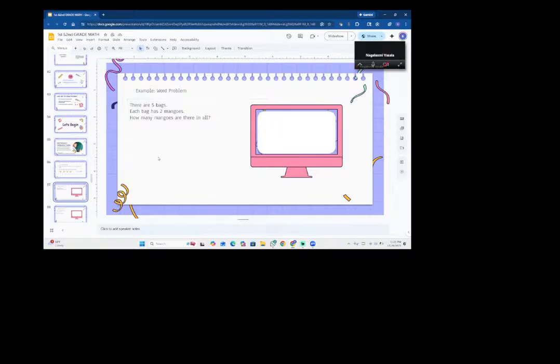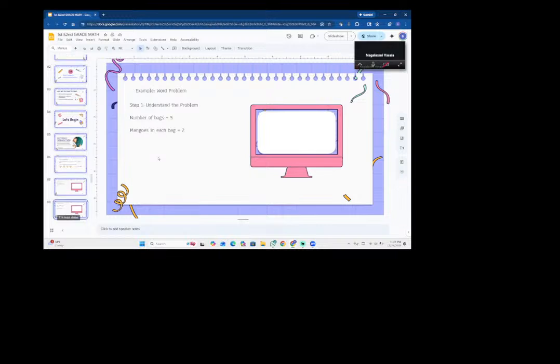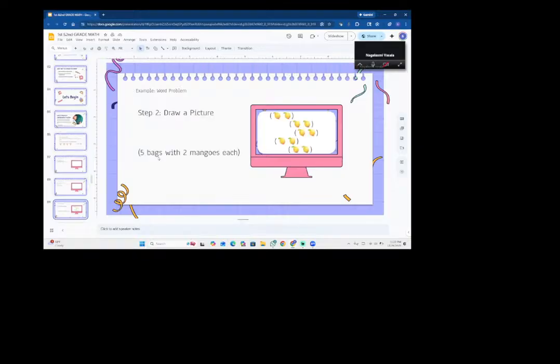Example word problem. There are 5 bags. Each bag has 2 mangoes. How many mangoes are there in all? Understand the problem. Number of bags, 5. Mangoes in each bag, 2. Draw a picture. 5 bags with 2 mangoes in each. So 1 bag, 2 bags, 3 bags, 4 bags, 5 bags. And 2 mangoes in each of those bags.